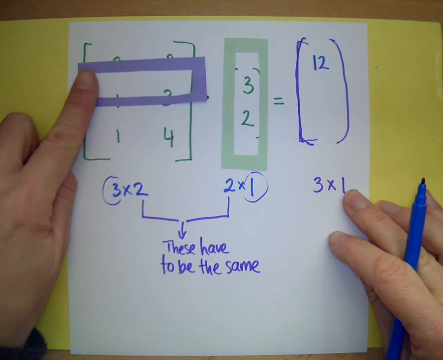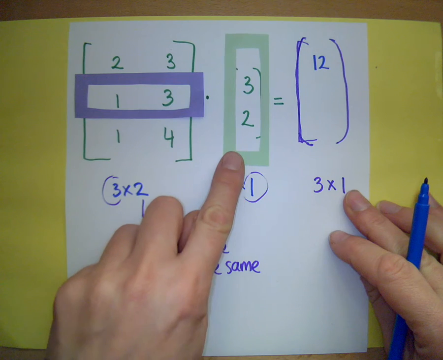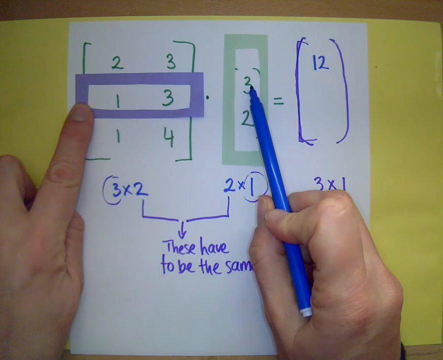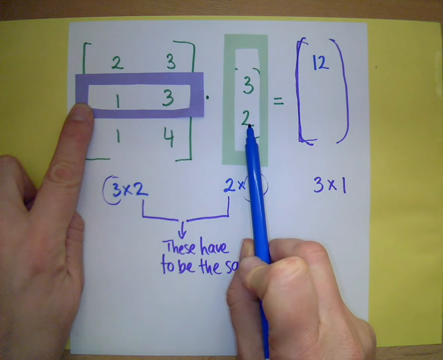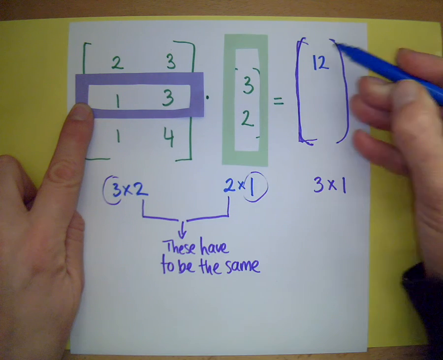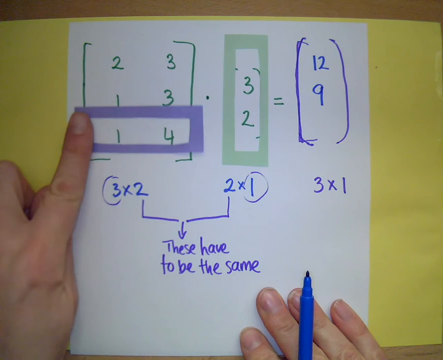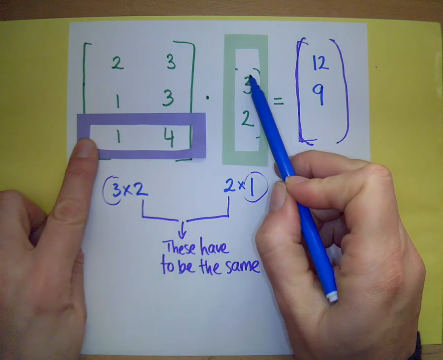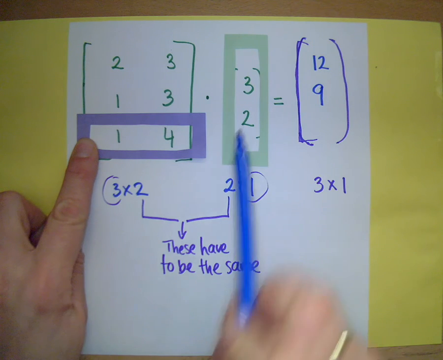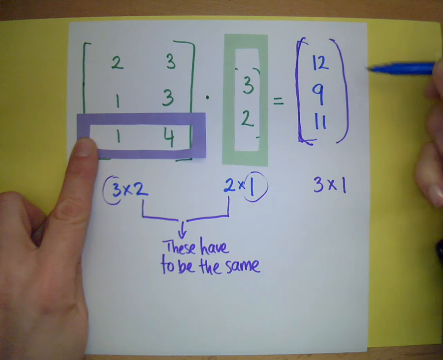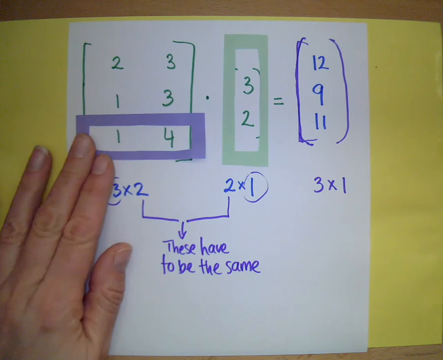Now we move to the second row and still this column. 1 times 3 is 3. 3 times 2 is 6. 3 and 6 is 9. Next row. 1 times 3 is 3. 4 times 2 is 8. 3 and 8 is 11. And this is our answer.